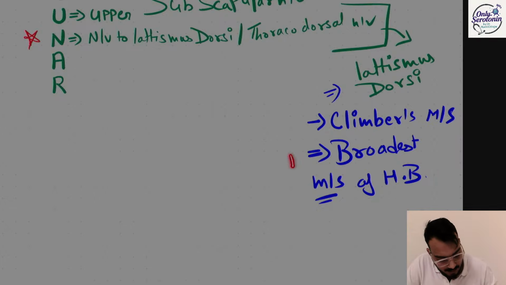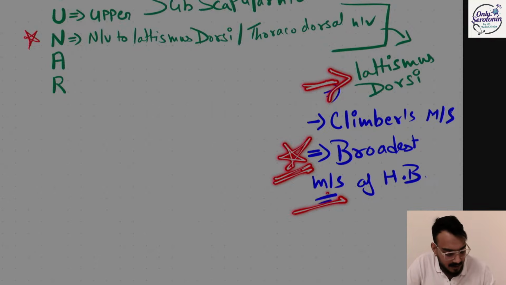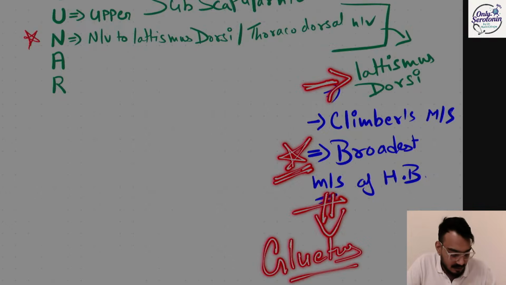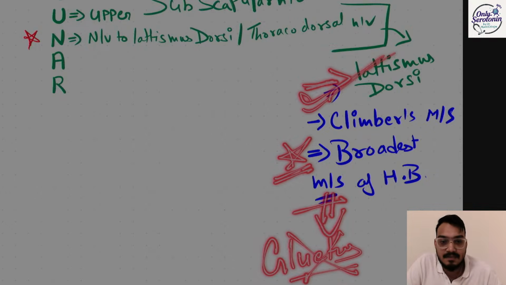Important, guys, important. Broadest muscle of the human body is what, guys? It is latissimus dorsi. If someone is asking you what is the broadest muscle of the human body, don't use your 18 plus brain and don't say it is gluteus, guys. It is not gluteus. It is your latissimus dorsi.